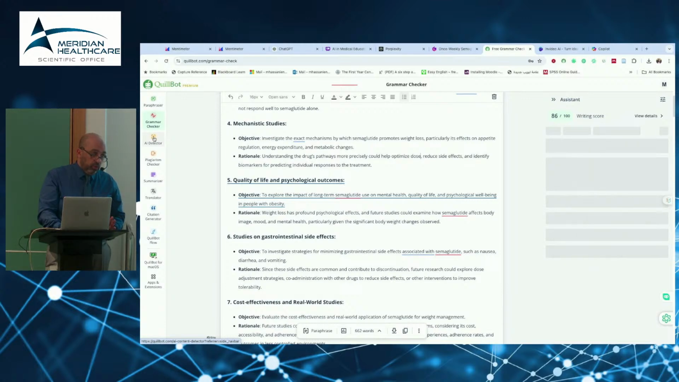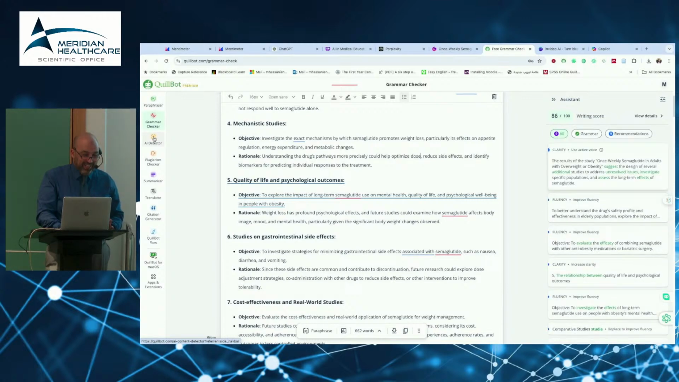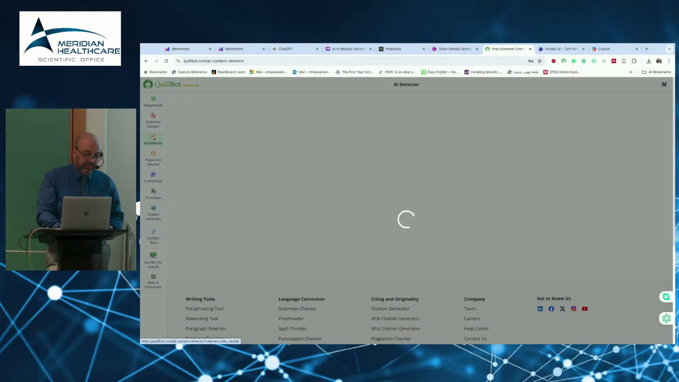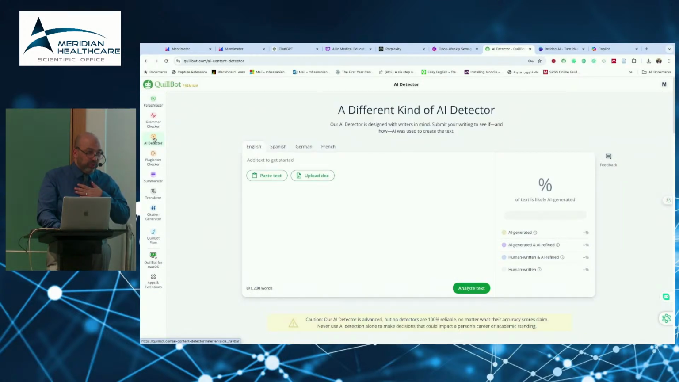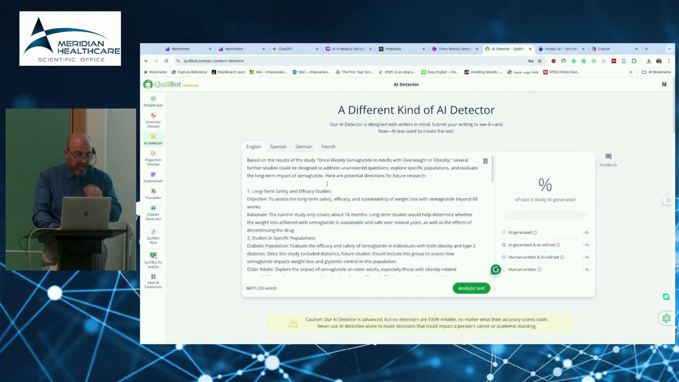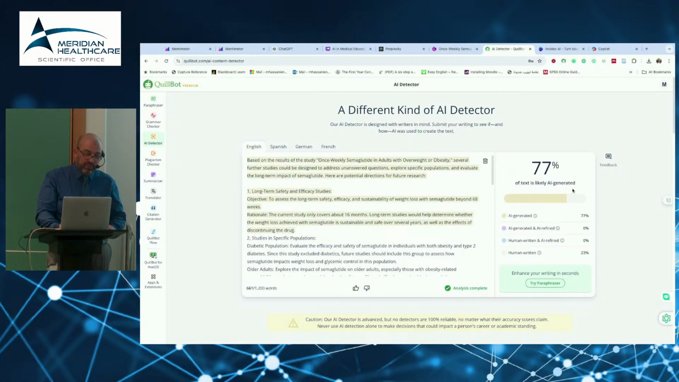A nice option is the AI detector. We take a text which is AI-generated, frankly. I just paste it here and ask it to analyze the text, and it will show the percentage. It is kind. It tells us that it's only 77, but it is 100 percent generated by AI.